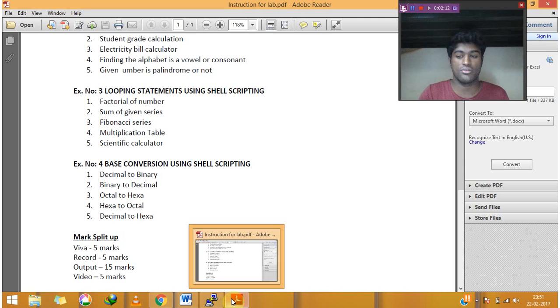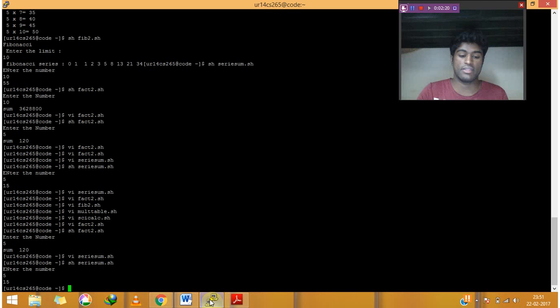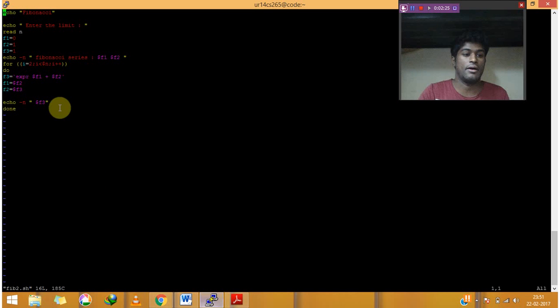The Fibonacci series goes like 0, 1, 1, then 2, then 2 plus 1 is 3, 3 plus 2 is 5, and it goes on like this. First I enter the limit up to which I have to print the numbers. Then I read the number, and I start with f1 equal to 0, f2 equal to 1, and f3 equal to 1. So 0 plus 1 is 1, 1 plus 1 is 2, and like this I go on. Here I print the Fibonacci series.